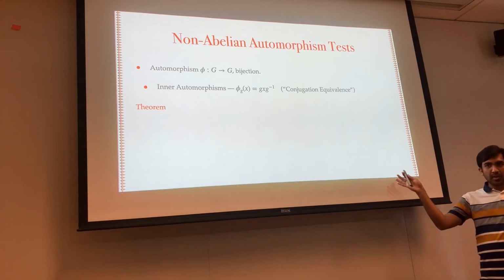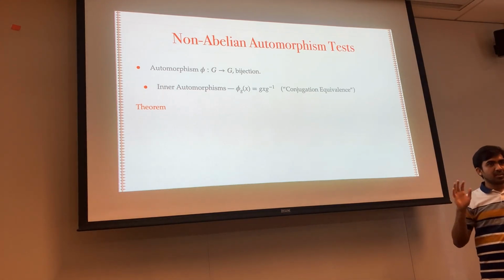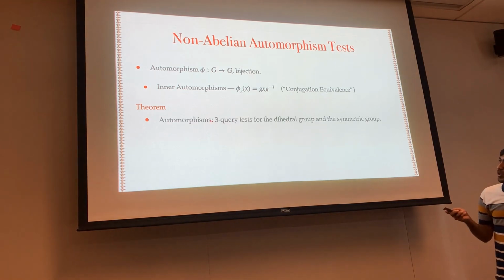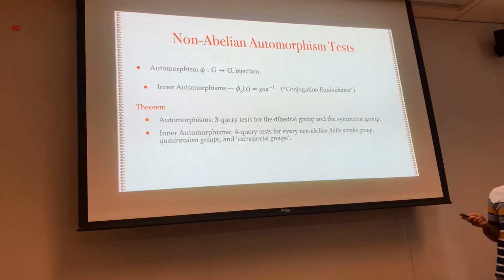Again, here the test is not quite the kernel of gamma, but it's very similar. It's like the stabilizer of this thing. For the full automorphism group, we get 3-query tests for the diagonal group and the symmetric group. For the symmetric group, the inner automorphisms and automorphisms are the same. Every automorphism is an inner automorphism. For the remaining families of groups, we get inner automorphism tests. So we get 4-query tests for every non-abelian finite simple group and any quasi-random group.